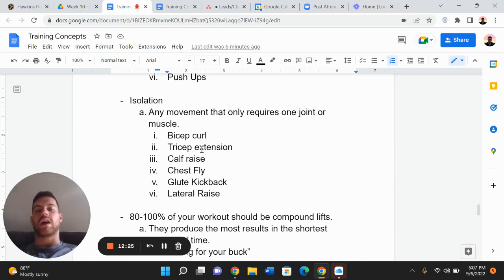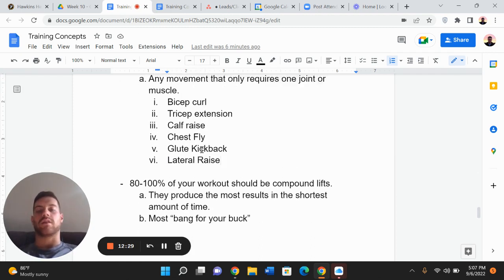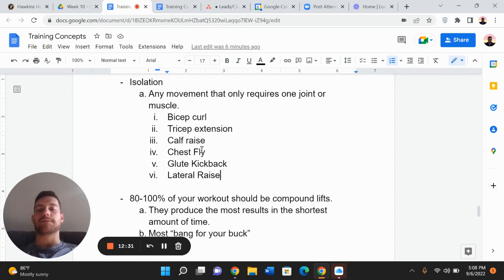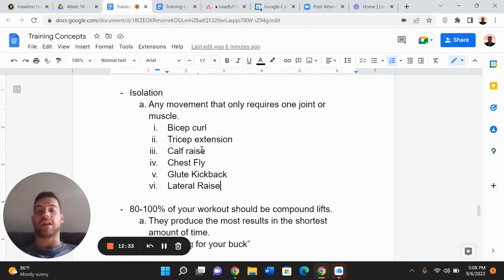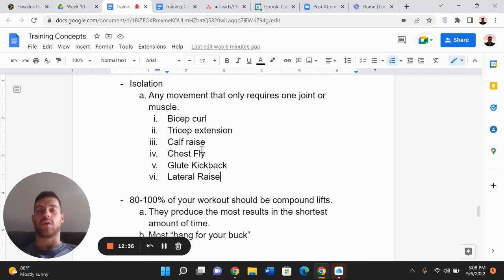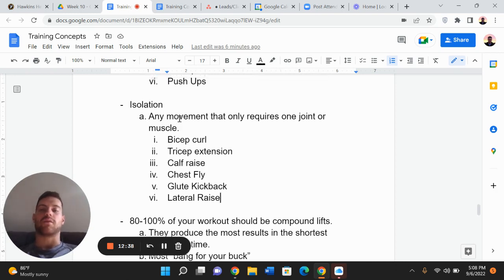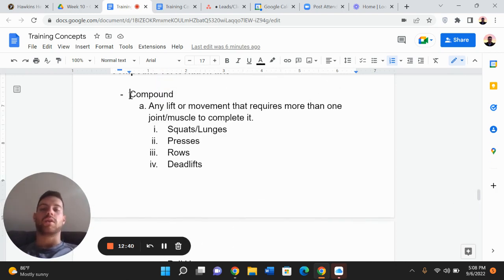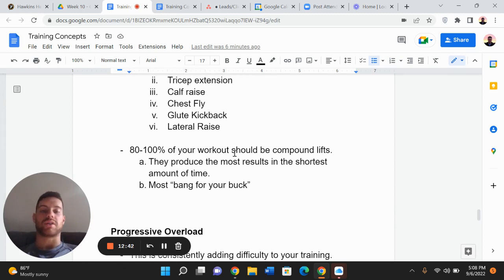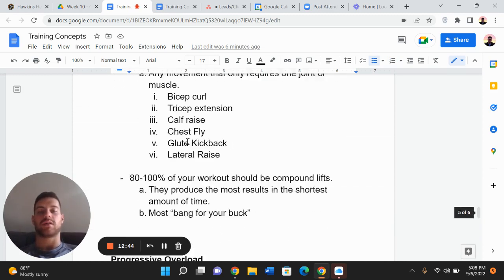So these are things that you don't want to be doing a lot of. They're not really useful, okay, for most people. Now, if you're a bodybuilder, which no one is, so I won't even go there, that might be useful for them. But overall, you want 80 to 100% of your workout to be compound lifts, okay?